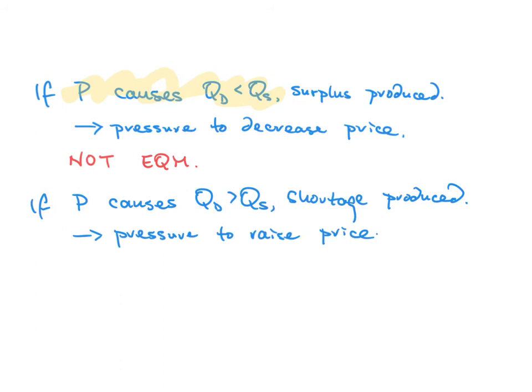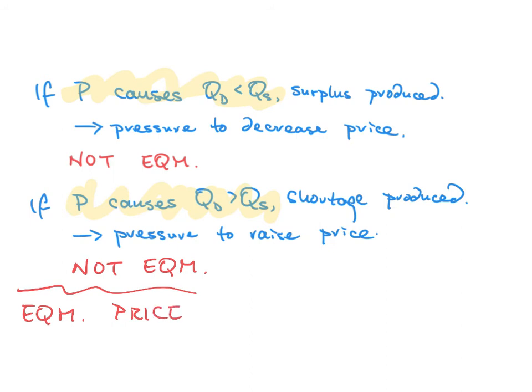The consumers who can't get the good start bidding up the price. Hey, I'll pay you a little bit more if you give it to me instead. No, I'll pay even more, and so forth. So when the price causes the quantity demanded to be greater than quantity supplied, that's not an equilibrium, which by process of elimination, the equilibrium price must be where quantity demanded equals quantity supplied. Okay, that must be the market equilibrium price.